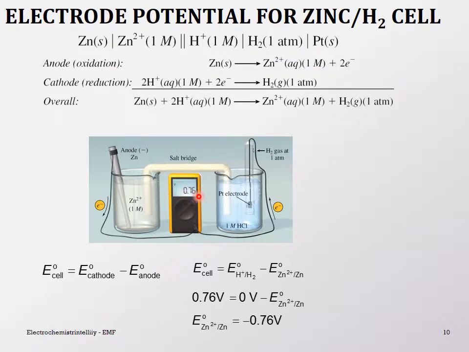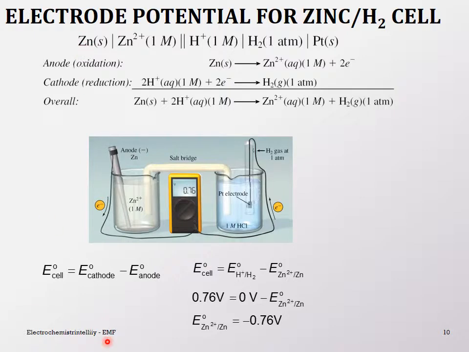So what does this mean? This is actually the voltage that is being generated when the electrons are being transferred from zinc to hydrogen ions. That is your total cell potential. To find out the electrode potential for zinc, we'll have to do something else. We'll have to subtract the two.